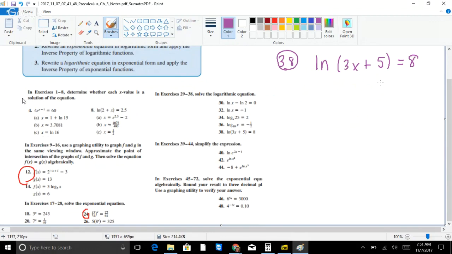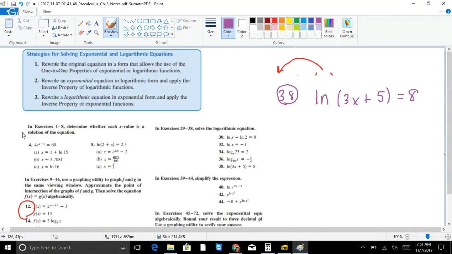We have our 3 strategies here. To rewrite this using the one-to-one property is going to be kind of difficult in the format it's in. So we are going to be using the strategy where we rewrite our logarithmic equation in exponential form. What do I mean by that? Right now this is in logarithmic form. If I write this in exponential form, I can take each of these sides and put it in an exponent.